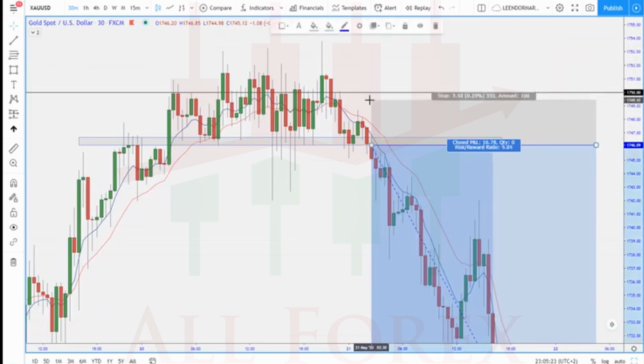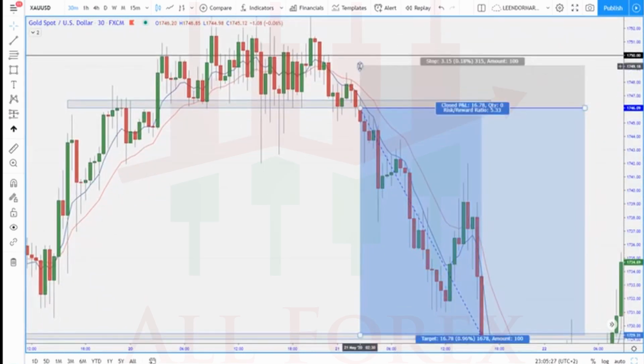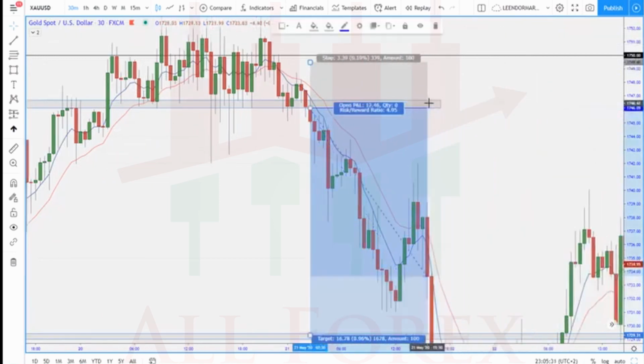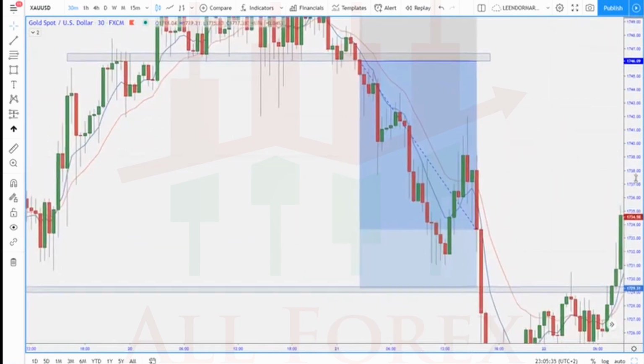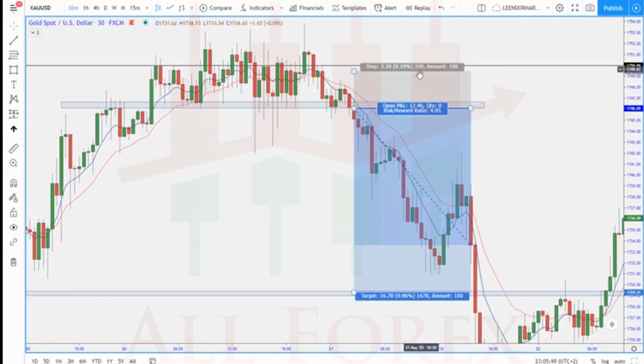So my stop loss would have been slightly above the previous high, because if we break past the previous high, then obviously we have violated the trading idea. So I make room for stop losses and everything. So I would obviously risk 339 pips for how much? For 1,678 pips.